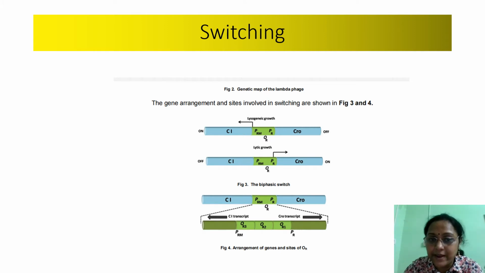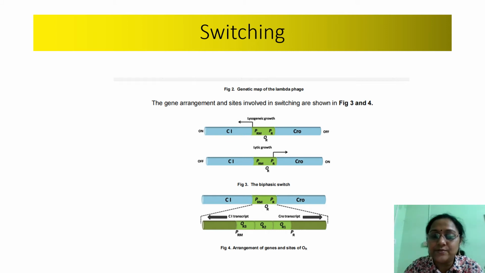And if we expand, then we can see three different operators are present in this promoter: OR3, OR2, and OR1. So this CRO will bind to the OR1 region, and this C1 will bind to the OR3. That's how they inhibit each other.